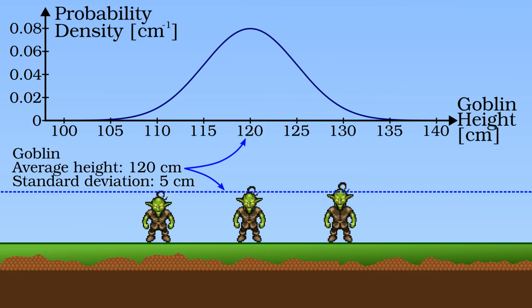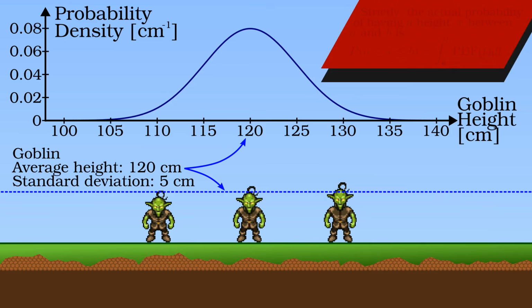The range of possible heights is on the x-axis, and the y-axis gives the value of the probability density function, a measure of how likely a goblin is to be of the corresponding height. At 125 centimeters, the curve is quite high. Still fairly high by 130 centimeters, but for 140 centimeters it drops off.